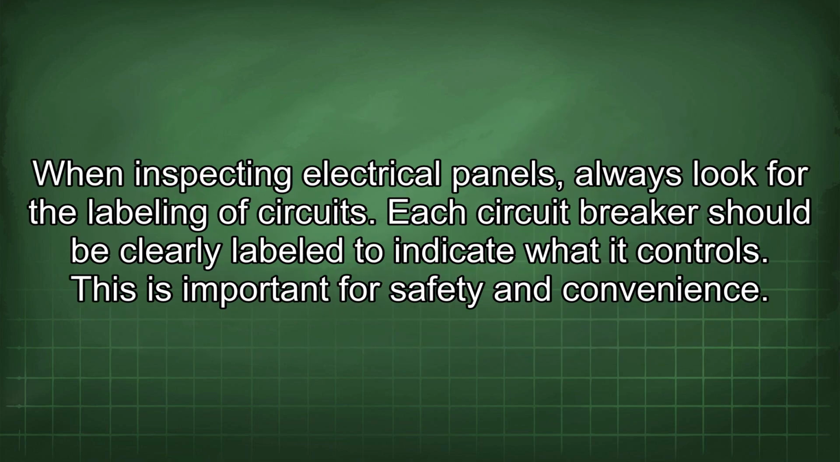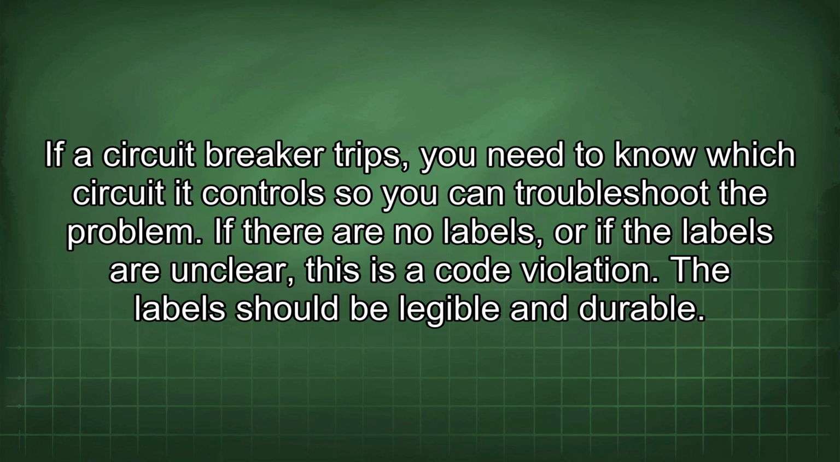When inspecting electrical panels, always look for the labeling of circuits. Each circuit breaker should be clearly labeled to indicate what it controls. This is important for safety and convenience. If a circuit breaker trips, you need to know which circuit it controls so you can troubleshoot the problem. If there are no labels, or if the labels are unclear, this is a code violation. The labels should be legible and durable.